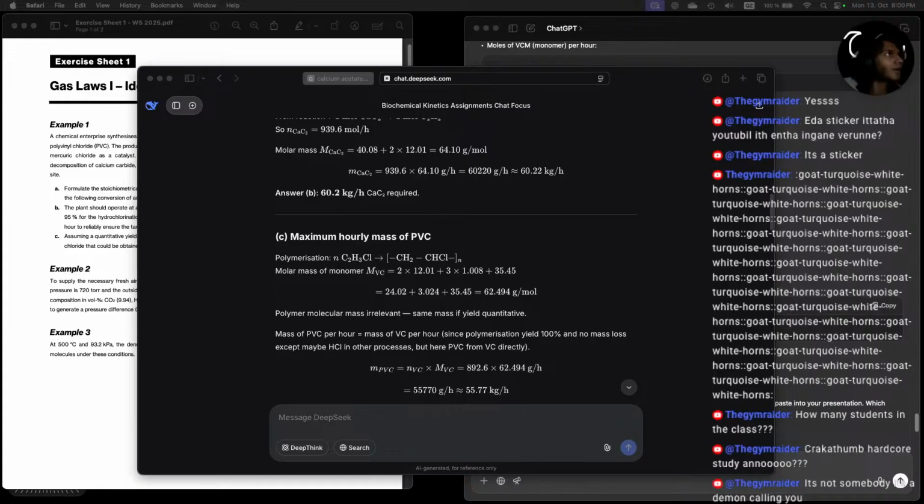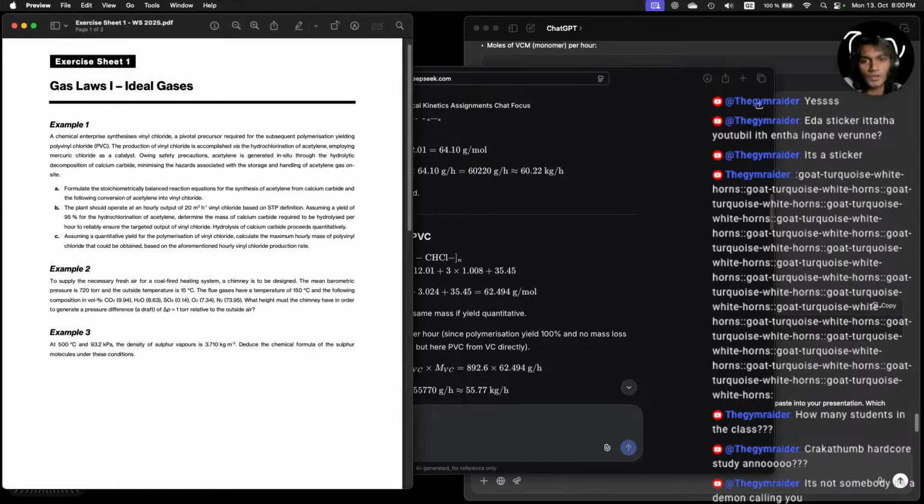Okay. I think it's the first time I'm seeing stickers. I think you, my friend, just used the first sticker feature in the chat. Respect.